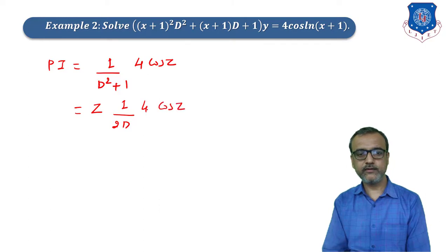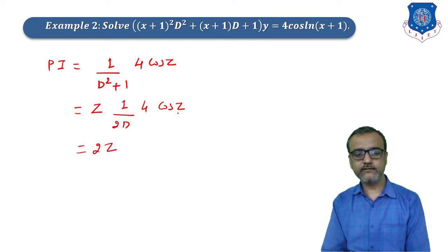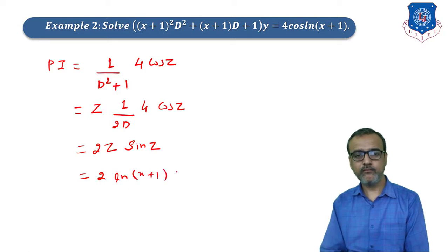4 will be as it is. Cosine of z will be as it is. Now 4 by 2 is 2. So 2z will be as it is. And 1 upon d of cos z. D means derivative and 1 upon d means integration. And the integration of cos z is sin z. So this is equals to 2z sin z. Now we will replace z by ln (x plus 1), so we get 2 ln (x plus 1) sin, replacing z by ln (x plus 1).